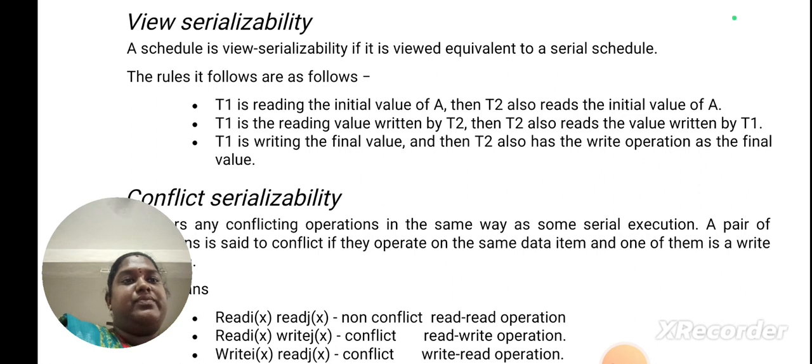Serializability. A schedule is view serializable if it is view equivalent to a serial schedule. They have T1 and T2 transactions. If T1 reads the initial values, then T2 will also read the initial values. If T1 reads values written by T2, then T2 also reads the value written by T1, and then T1 writes the final value and T2 also has a write operation as the final value.